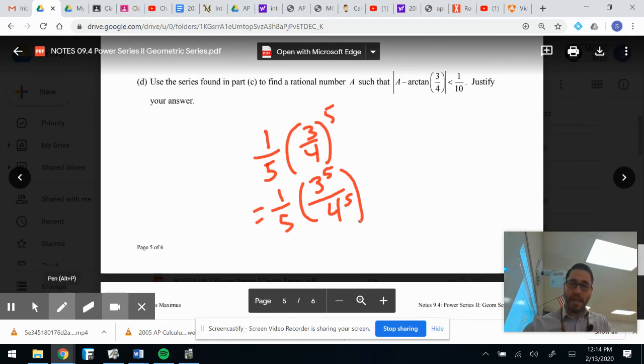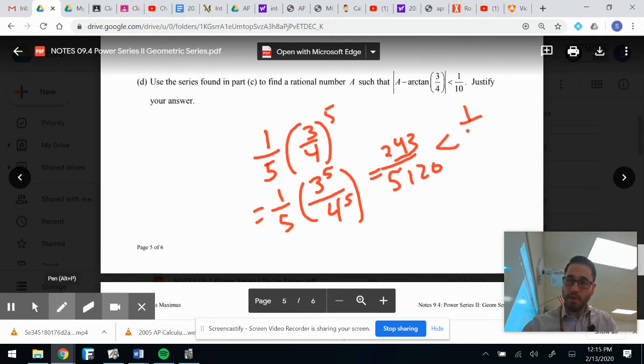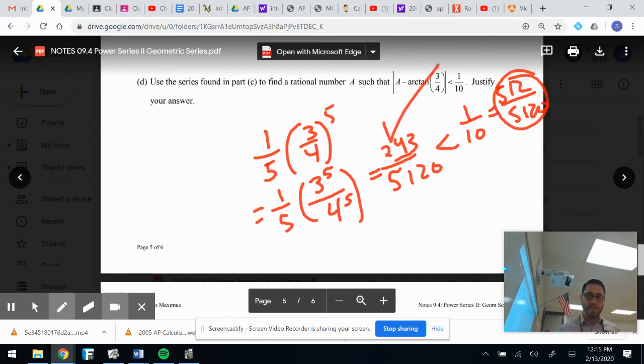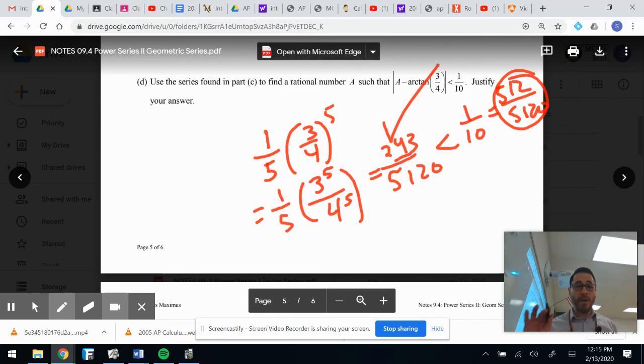That is 243 over 5,120. And is that less than 1/10? Well, let's get a common denominator. I'm going to multiply the top and the bottom by 512. And is it, ooh, that is bigger. So that's checkmate.